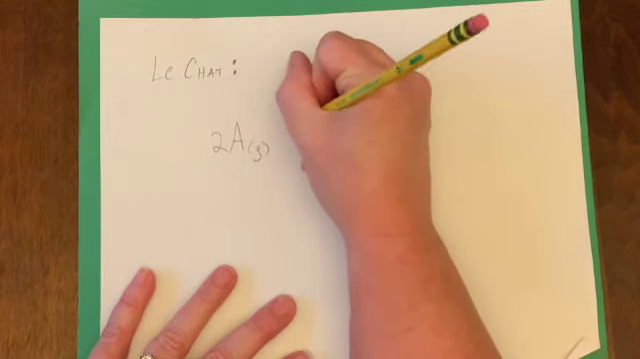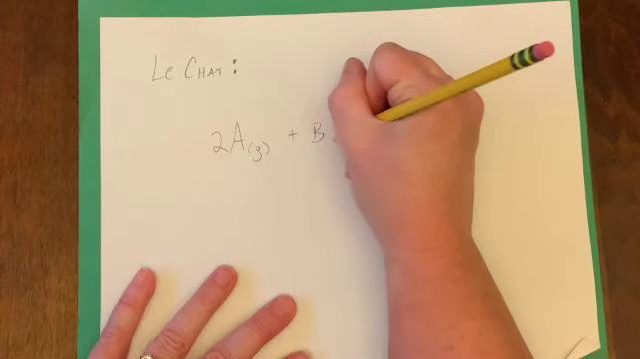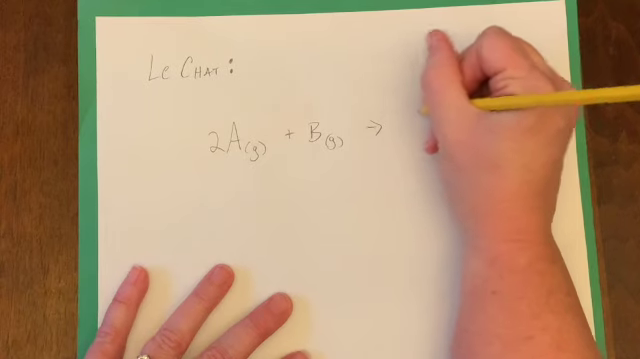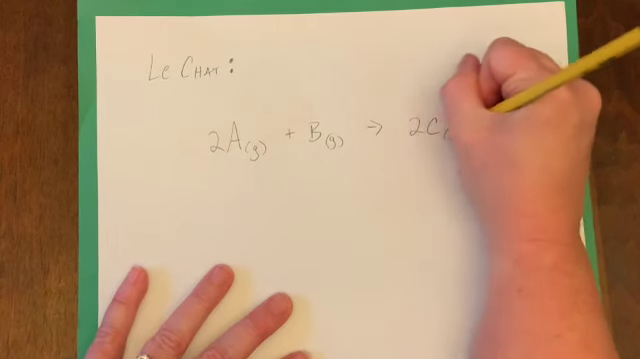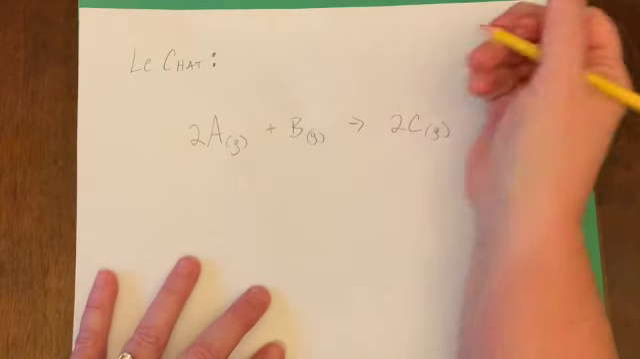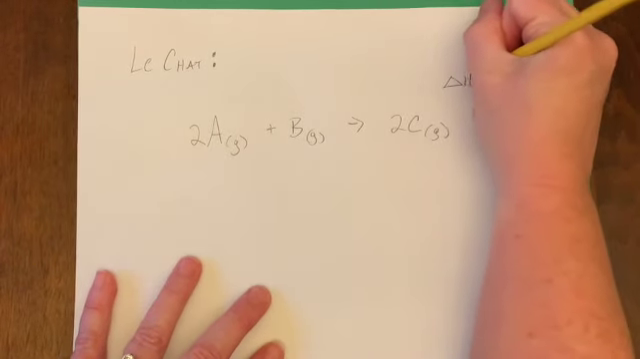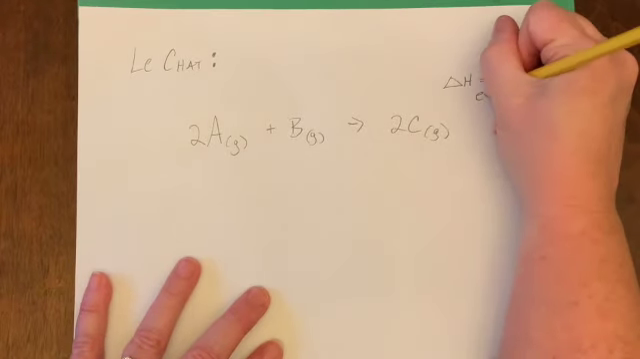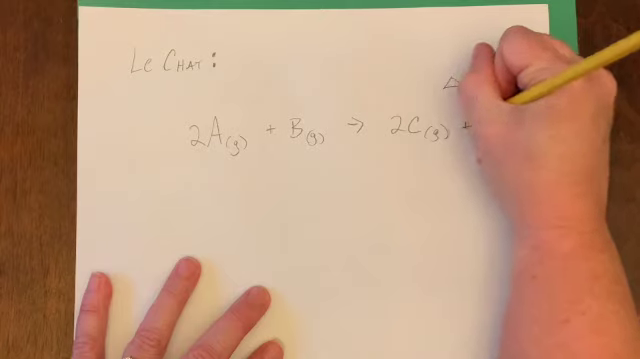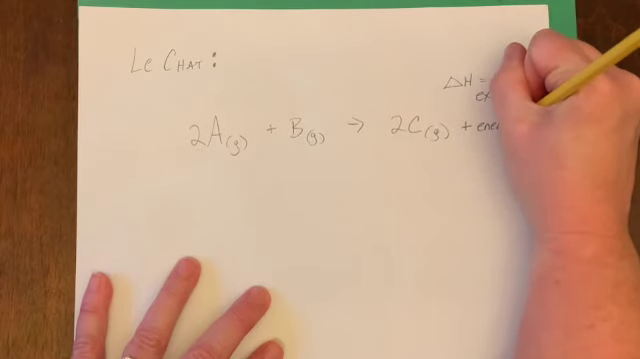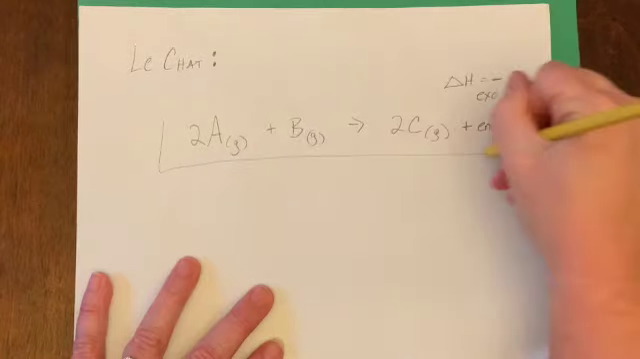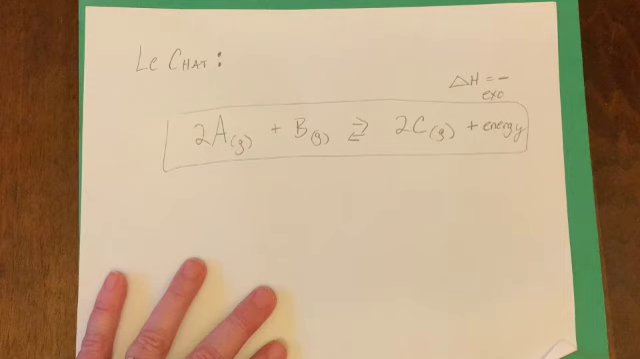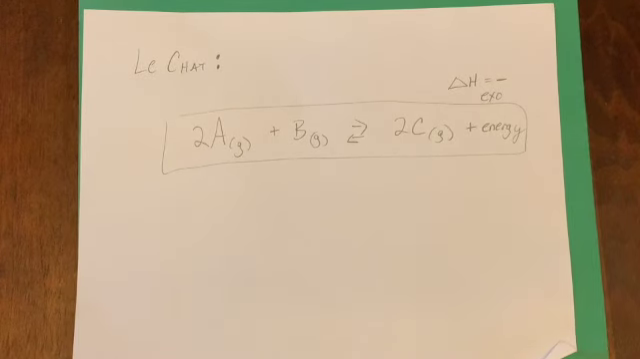2A, and I'm going to say all of these are gases, plus B, that's a gas, is going to yield 2C, and that's also a gas. I will tell you that this reaction has a delta H that is negative. If I tell you that, that means it's exothermic. So if it's exothermic, you can actually think of energy as a product. So here is my reaction. It is at equilibrium. I've got those arrows going both ways. Great. I'm now going to put a stress on the system.